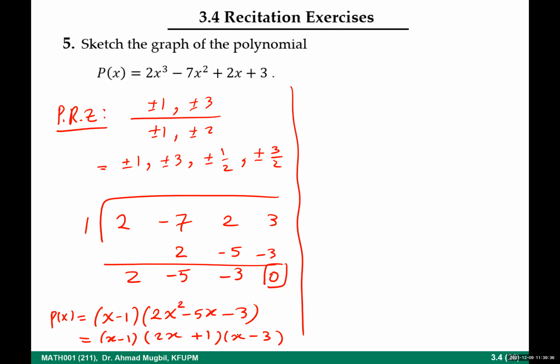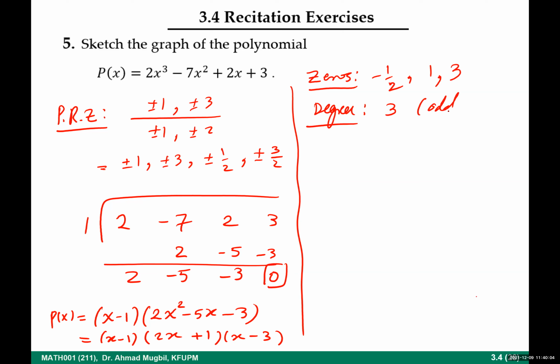So now, what are the zeros of our polynomial? The zeros are -1/2, 1, and 3. And of course, all of them are of multiplicity 1, so the graph will cross the x-axis at them. Now, what else do we need to know? What is the degree? The degree is 3, odd.